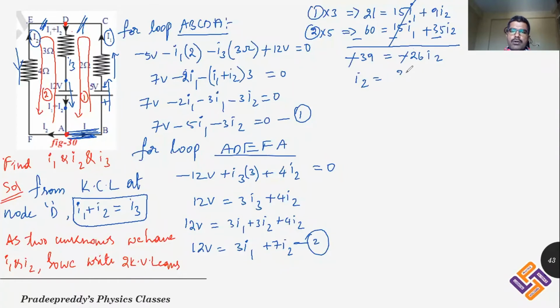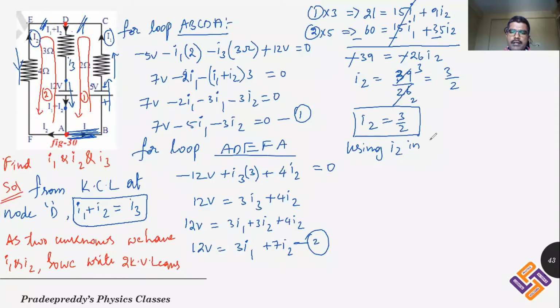I2 is equal to 39 divided by 26. So 13 ones 13, 13 twos 26, 13 threes 39. This is 3 by 2. I2 is equal to 3 by 2. Take this I2 and substitute in equation 2. I can write it as 12 volt is equal to 3 I1 plus 7 into 3 by 2. 7 3s 21. 21 by 2 comes to the other side. 12 minus 21 divided by 2 is equal to 3 I1.